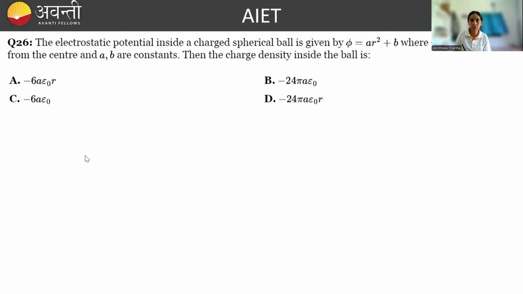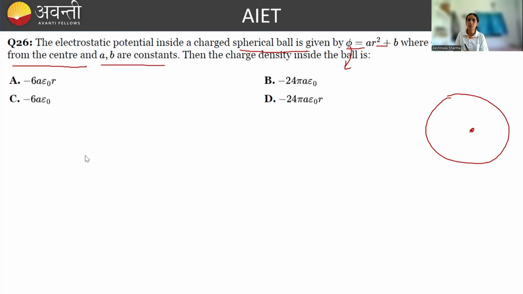Now let us do this question. The electrostatic potential inside a charged spherical ball is given. So there is a charged spherical ball, with charge distributed in the volume, and potential as a function of r is given. Phi generally is used for indicating flux, but here it is potential. No need to get confused because it's already written. Phi, that is potential, is equal to A r square plus B, where r is the distance from the center and A and B are constants. Then the charge density inside the ball is.